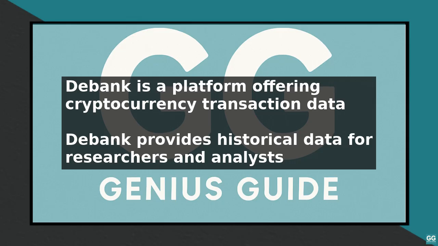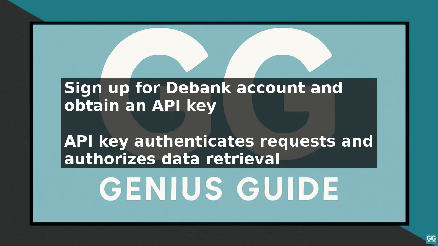The first step in integrating Debank historical data is to sign up for a Debank account and obtain an API key. The API key is essential for accessing the historical data, as it authenticates your requests and ensures that you are authorized to retrieve the data. Once you have your API key, you can start making requests to the Debank API.